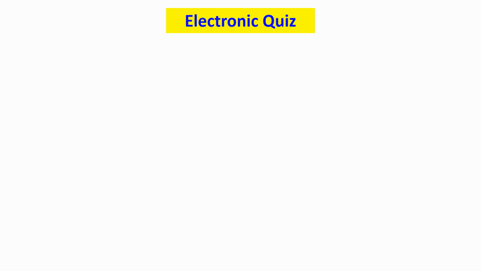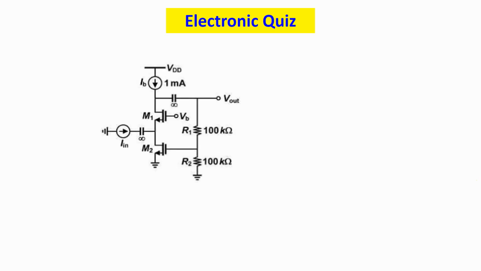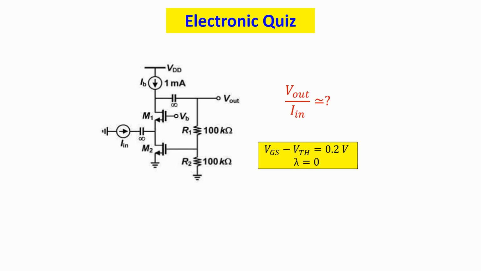This is Ehsan, and in today's video we're going to look at another electronic quiz. This is our circuit. All the transistors are in saturation and the I_B is ideal. Here with all these assumptions, we're going to look for the approximate value for Vout divided by I in.